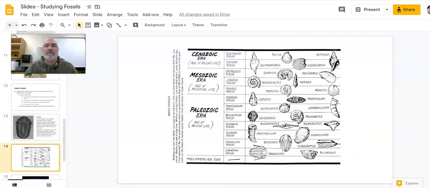On the next slide, you can check out a list of some of the most common index fossils. Again, these are fossils that are found across a broad area. They existed for a very short period of time, though. And what that means is if we find these fossils, we have a good idea of how old the layer of rock that we found the fossil inside of is too.